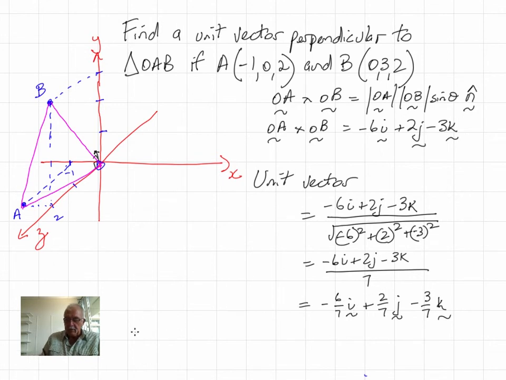Incidentally, if you actually found the magnitude of that vector, you should get 1, because that's what a unit vector is.